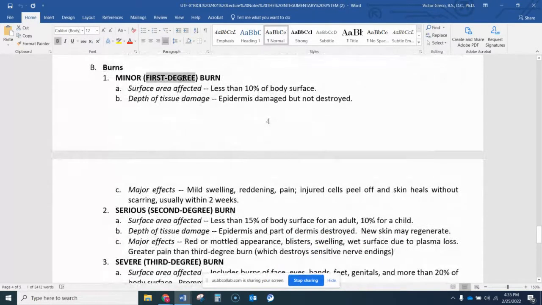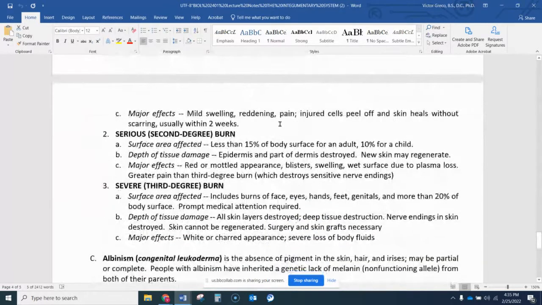But we're going to start with a first degree burn. First degree burn, let's look at the depth of the damage. So if it's first degree, the epidermis only is damaged, but not totally destroyed. So the burn has entered this epidermis, our superficial layer of skin, and doesn't penetrate the entire epidermis, but is within it. So this is a minor burn, like a sunburn, doesn't really need much treatment.